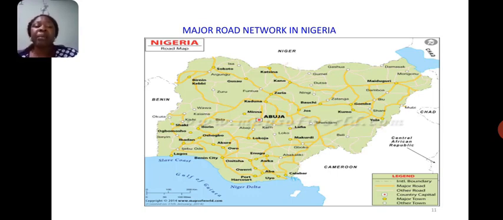There is a diagram illustrating the major road network in Nigeria. From the diagram, you can see that it cuts across all the 36 states of Nigeria, while its main capital is Abuja.